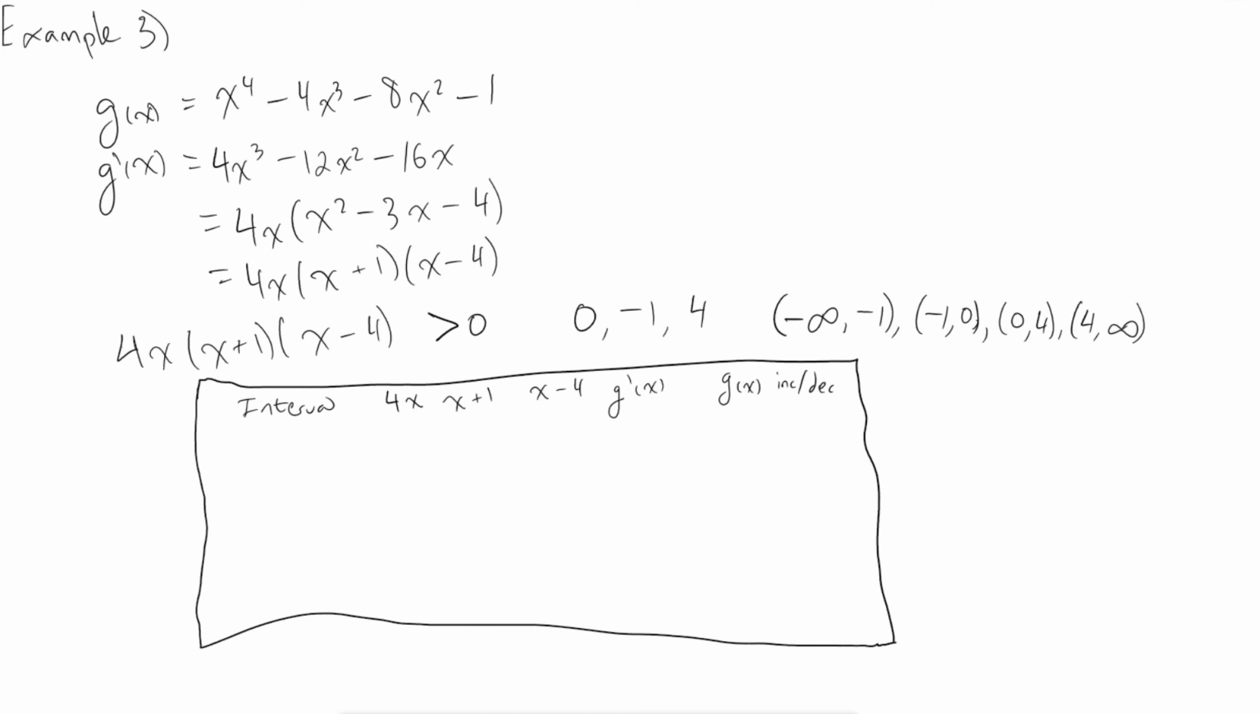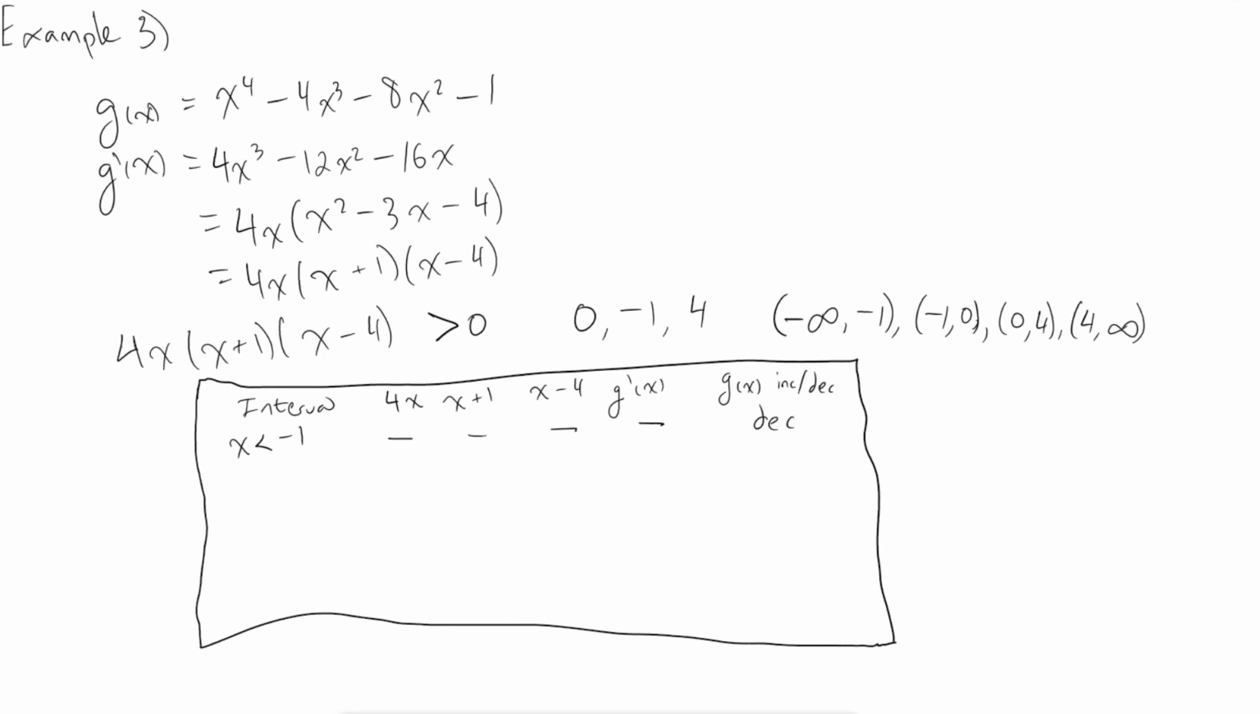Our original interval is when x is anything less than negative 1. If x is less than negative 1, well, a negative times a positive gives me a negative. Less than negative 1, negative, negative. A negative times a negative times a negative, which we have here, is going to give me a negative. So it's going to be decreasing in that interval.